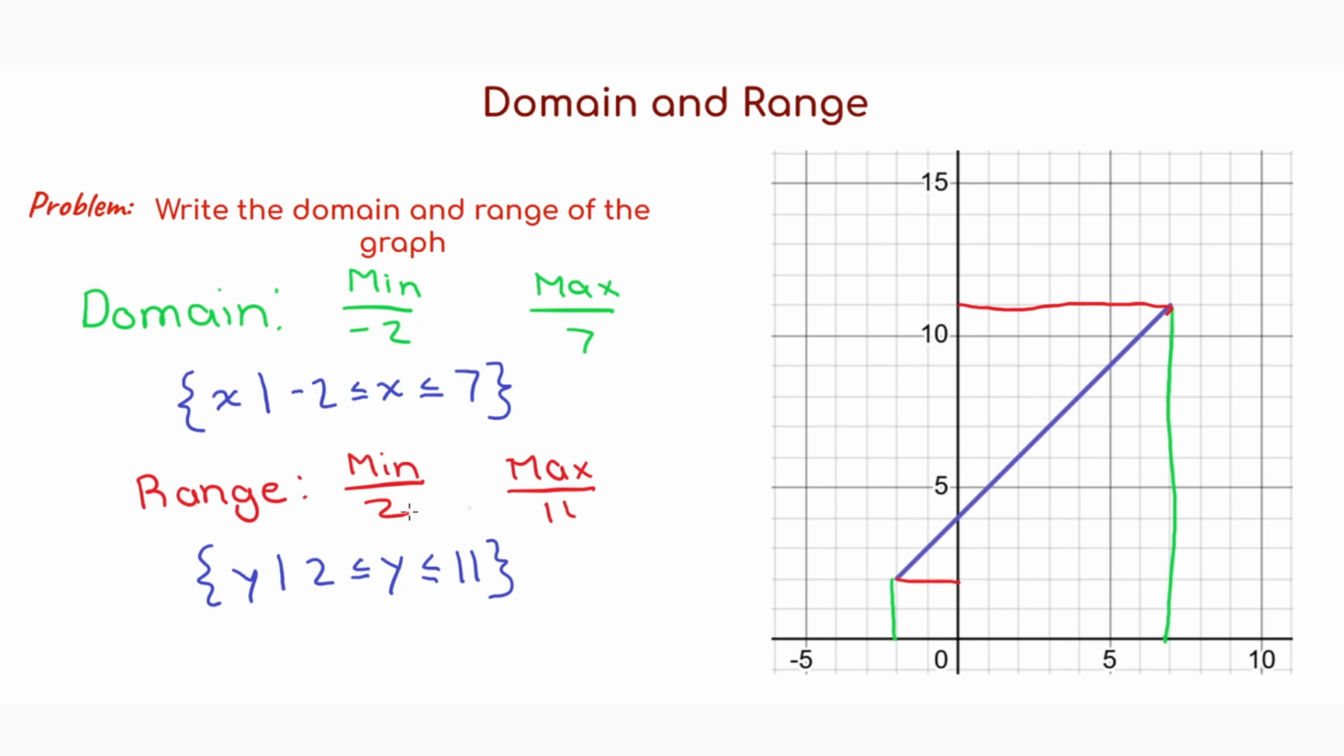And so since these lines are continuous, for domain, the line would go all the way from -2 to 7, including all the points in between. And for range, the y would go from 2 all the way to 11, including all the points in between. So that is how you write domain and range using set notation.